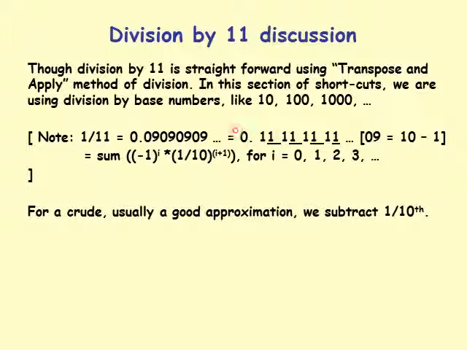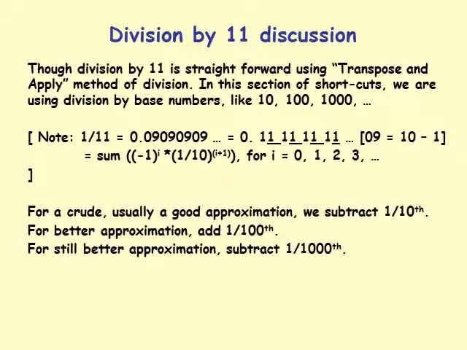We just say, okay, we're going to truncate this series here, at this place. We won't do any further. That gives us an approximation by subtracting a tenth instead of an 11th. For a better approximation, we add another term here, add a hundredth. So we truncate the series here by adding a hundredth. For a further better approximation, we can subtract a thousandth and add a 10,000th.